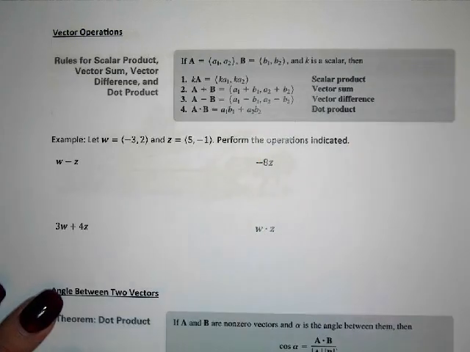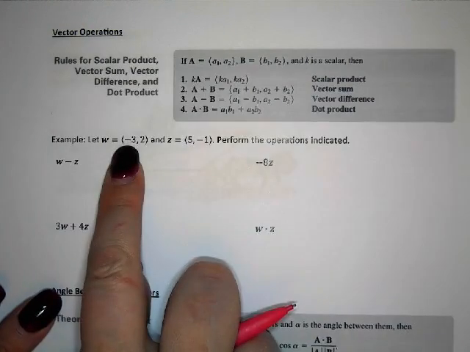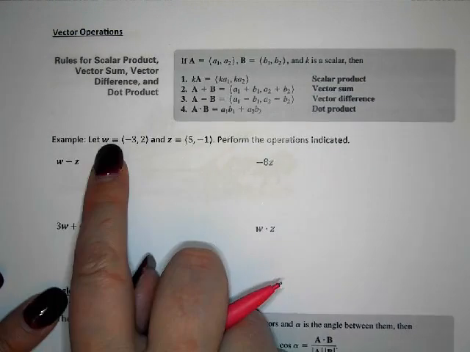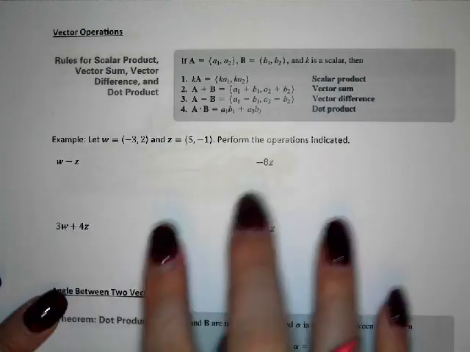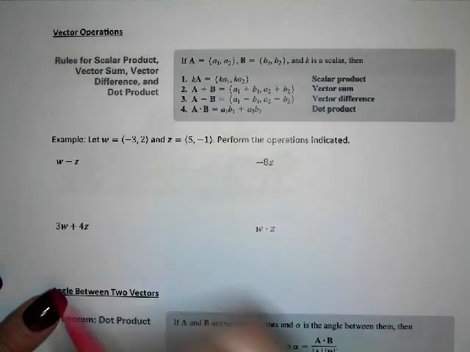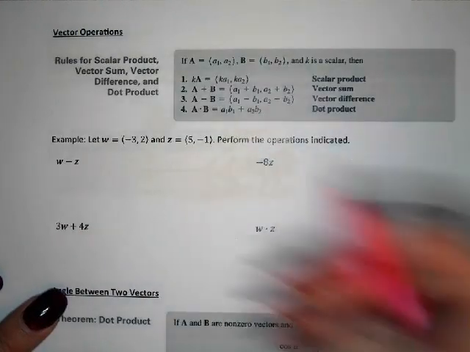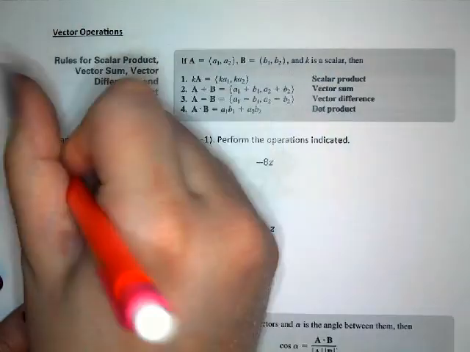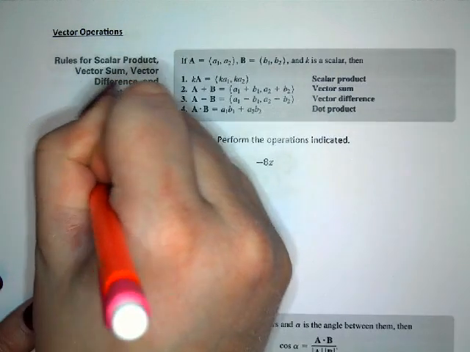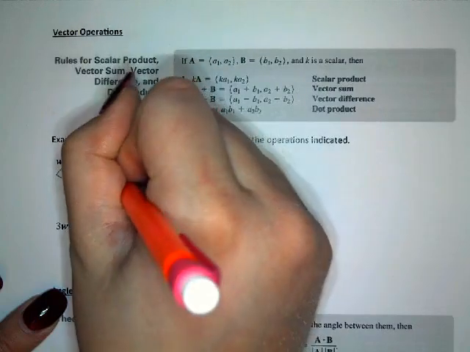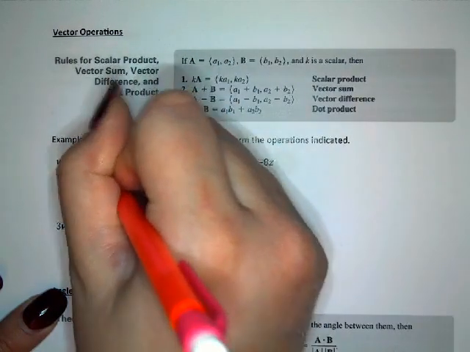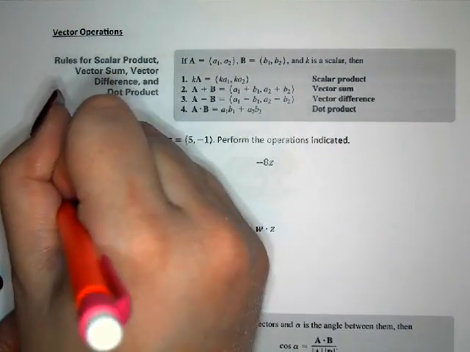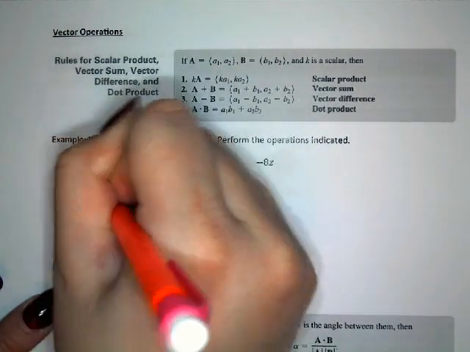So here it says vector W and vector Z, and they just want you to subtract them. And this part, once we get into this algebra, this is a lot more intuitive. So if you have W and you're subtracting Z, you're going to have -3, 2, subtract 5, -1. And so all you have to do when you subtract, just like normal, is distribute the negative. So we have -3, 2, and we're adding -5, +1. So the resultant vector is -8, +3.